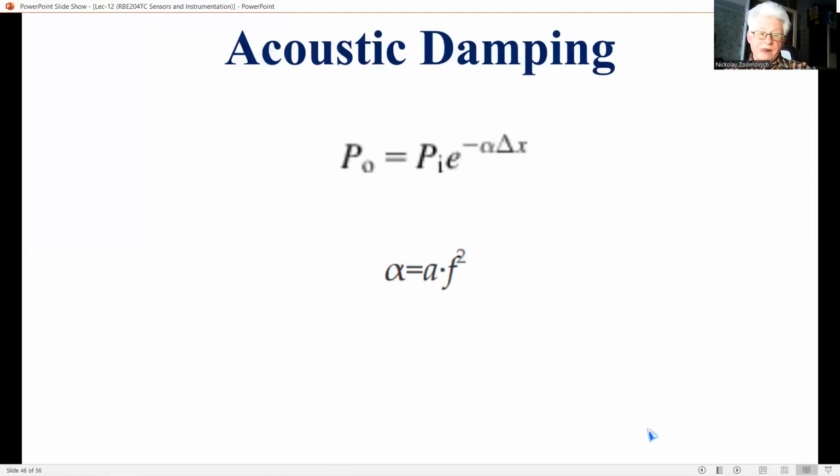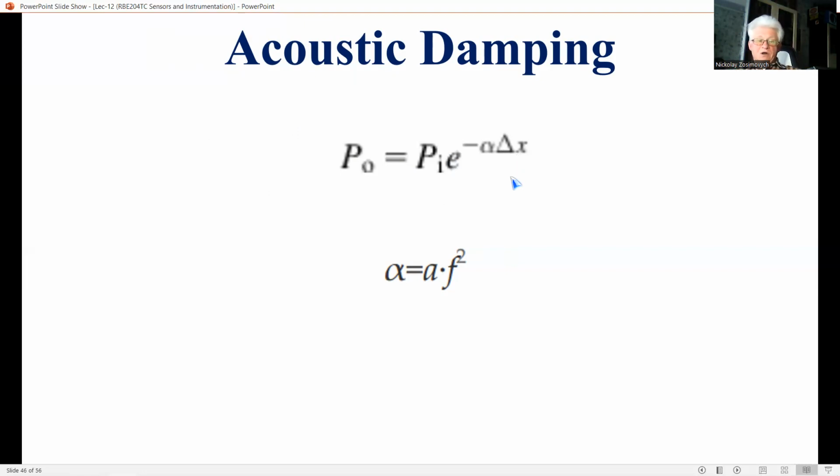An acoustic wave is attenuated by molecular absorption of sound energy and by scattering. The wave gradually loses energy when propagating. For a plane wave, Peirce's law applies, as you can see in this first equation. P here is the acoustic power at a certain place, and P naught is the power at a place delta x farther in the direction of propagation.